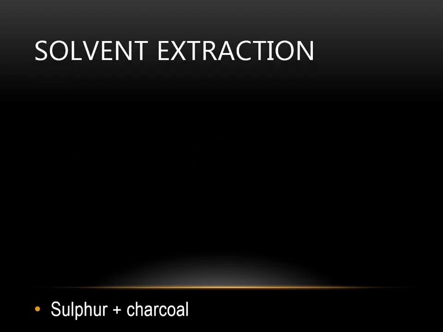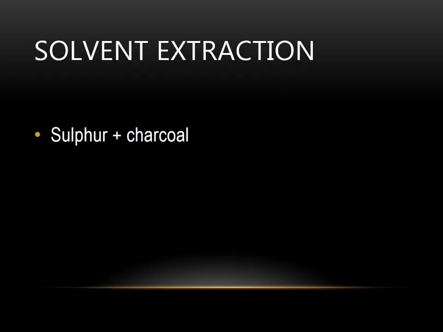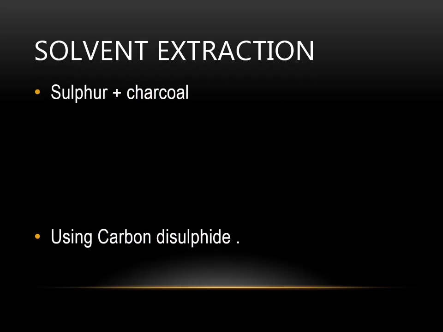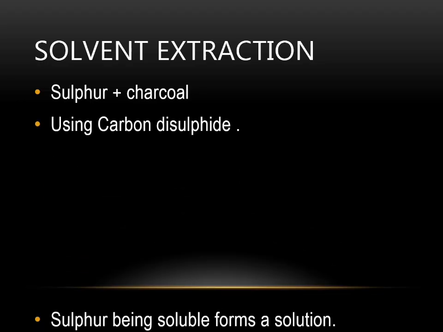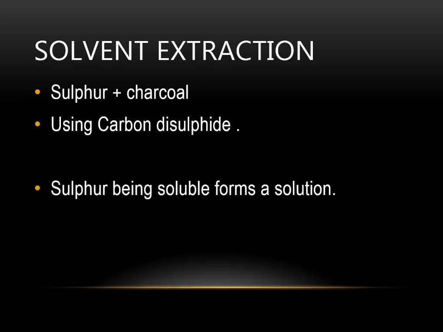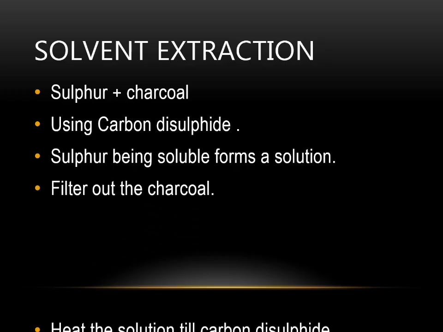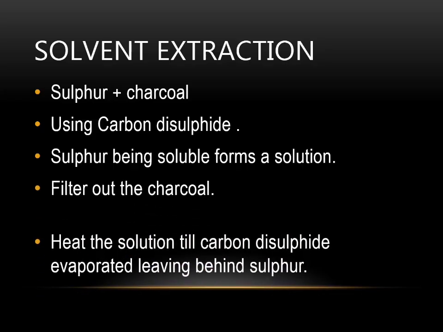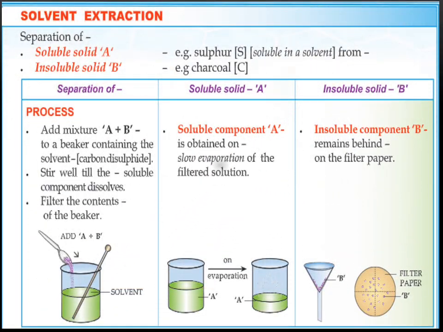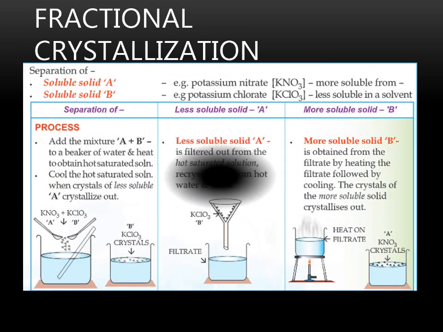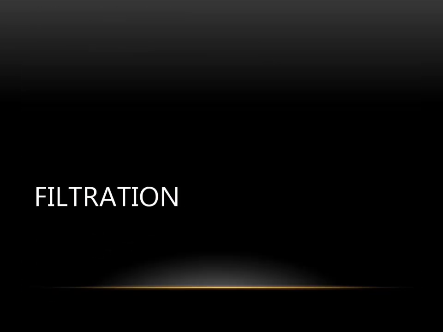Solvent extraction can be sulfur and charcoal, where sulfur dissolves in carbon disulfide, leaving behind charcoal, which can be obtained by simple filtration process, right? So this is a simple way to extract substances in which one is soluble while the other is insoluble. You can have a look. Now fractional crystallization, depending upon the solubility of two substances.